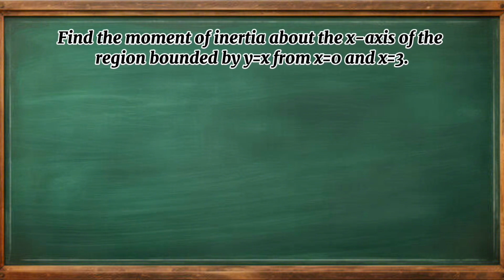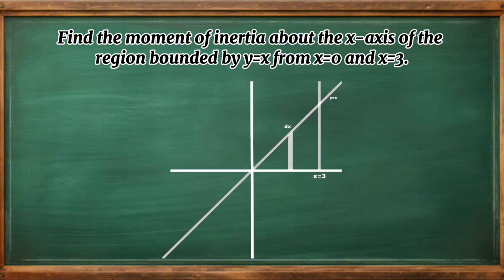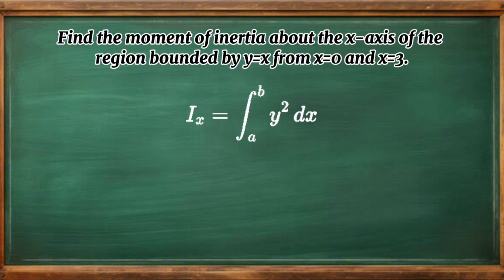Let's try an example. Find the moment of inertia about the x-axis of the region bounded by y equals x from x equals 0 to x equals 3. First, we must plot our graph. Our graph is this. To find the area moment of inertia, we can use the formula Ix equals the integral from a to b of y squared dx. The value of y is x and our limits are from 0 to 3 since it is already stated in our problem. Then, we plug it into our formula.